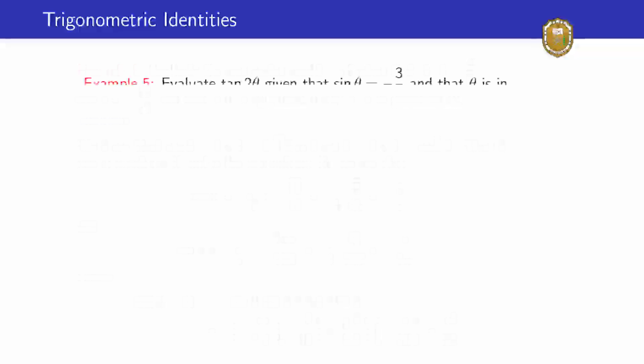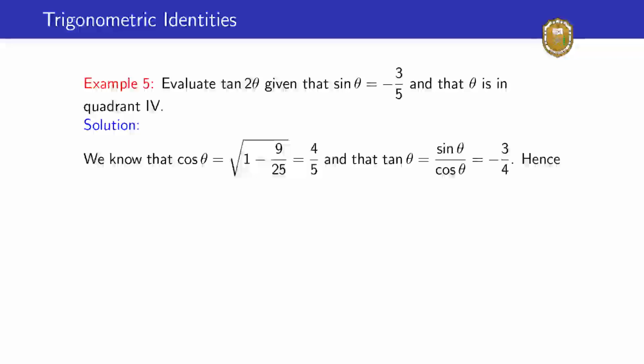Example 5, evaluate tan 2 theta given that sine theta is equal to minus 3 over 5 and that theta is in quadrant 4. We know that since theta is in quadrant 4, then cos theta is positive. And therefore cos theta is equal to the square root of 1 minus sine square theta. And since sine theta is minus 3 over 5, sine square theta will give you 9 over 25. And therefore cos theta is the square root of 1 minus 9 over 25, and that will give you 4 over 5.